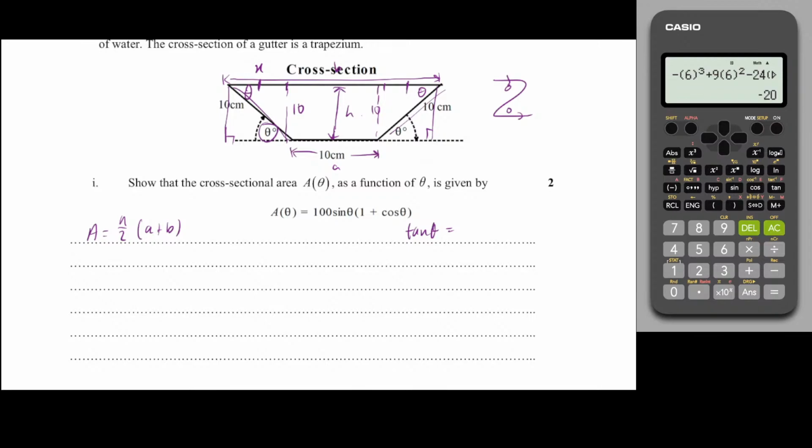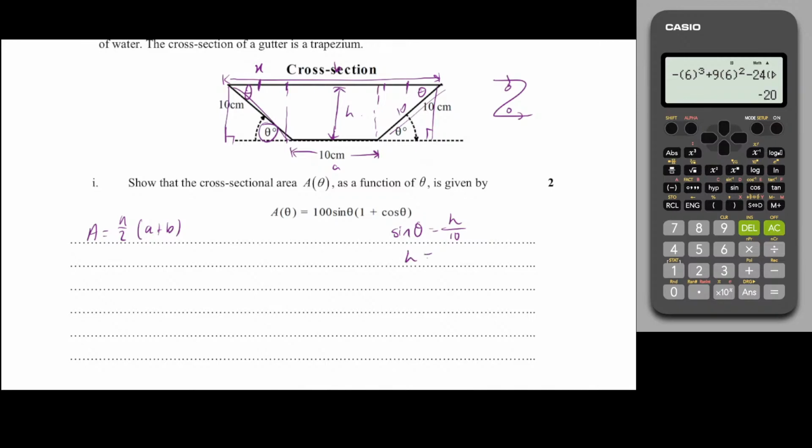Oh no, it's not 10 along there. The length is 10, isn't it? It's the diagonal. Duh. That's why there's no tans. So the hypotenuse is 10, and we want the opposite, so it's going to be sine. So sine theta is equal to the opposite, which is h in this case, over 10.